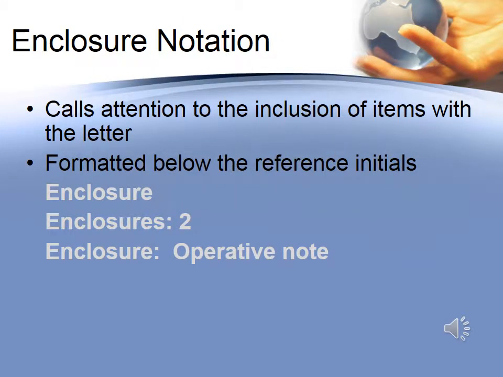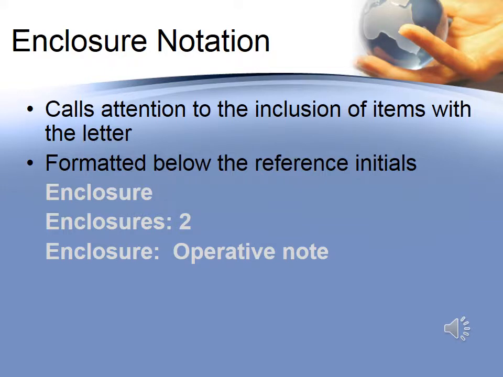The enclosure notation is one of the more common notations used as an optional letter part, and this just calls attention to the inclusion of something that is included with the letter. Normally within the body of the letter, it is referred to. So it might be something like, "Enclosed, please find the operative note." If you hear that when you're typing and you see "enclosed" or "I have enclosed," I would stop, do a couple of enters, and type "Enclosure." That way you won't forget to put it on, and then format it later.